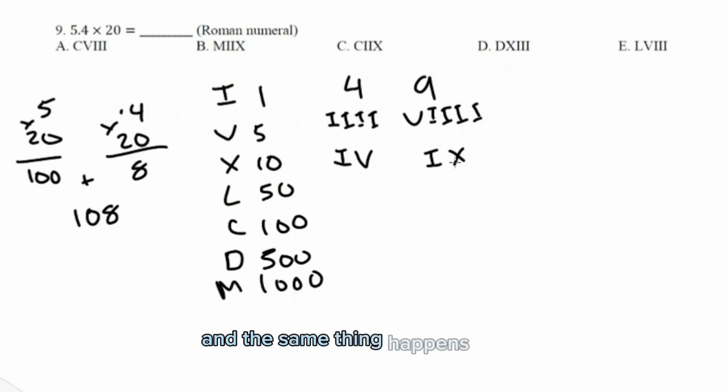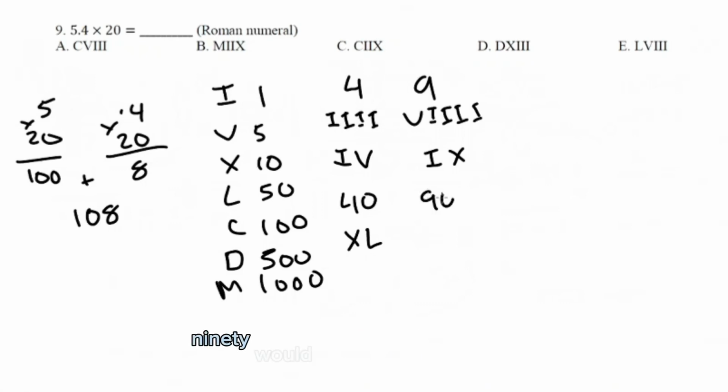And the same thing happens when you continue up in scale. So 40 would be 10, which is X, before 50, which is L. So X before L. 90 would be 10 before 100, which is just X before C. So those are the 4 and 9 rules. Now that we know that, we can solve this.